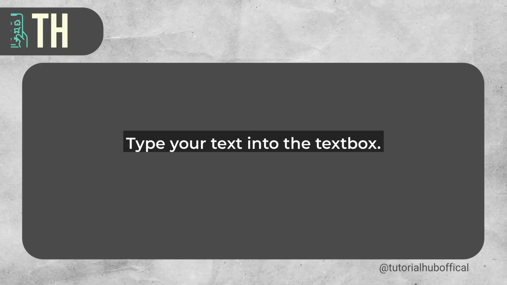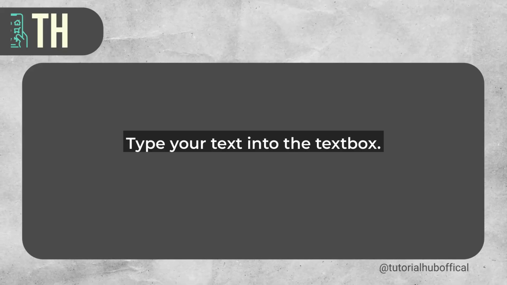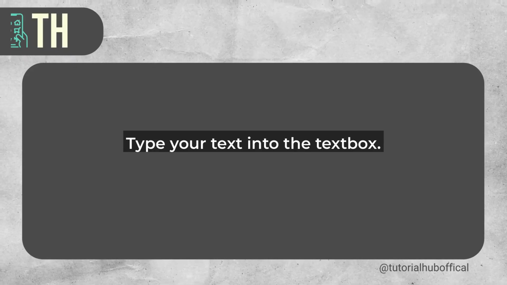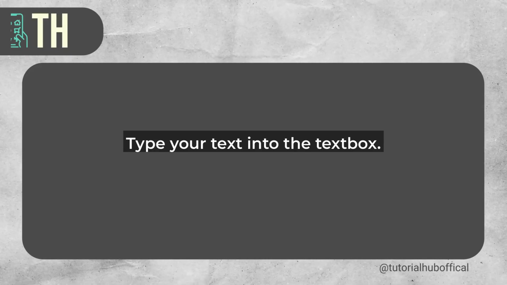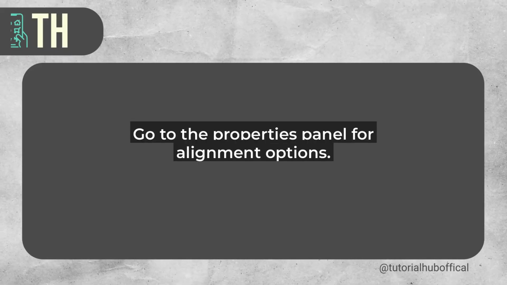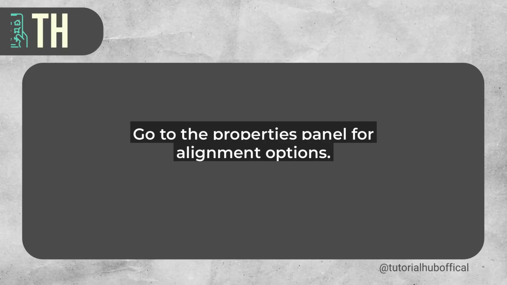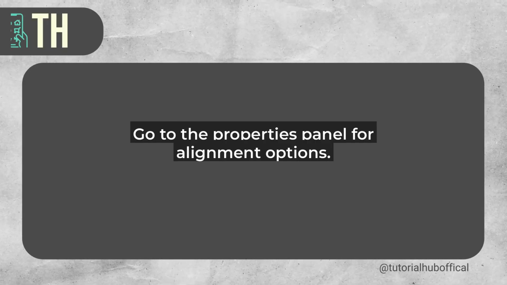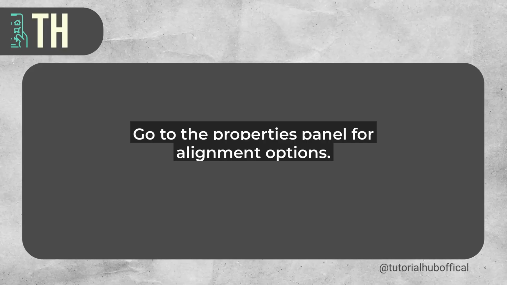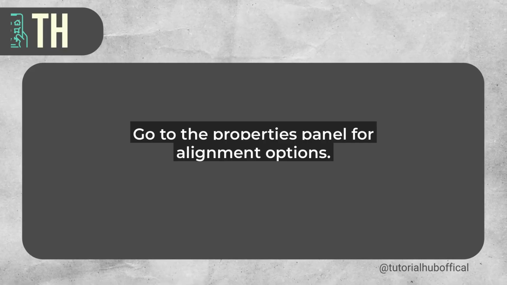The key to alignment is in the Properties panel on the right side of the screen. Once your text is in, select the text box by clicking on it. You'll see options for text alignment right at the top of the Properties panel. You can choose from left, center, right, or justified alignment with just a single click.